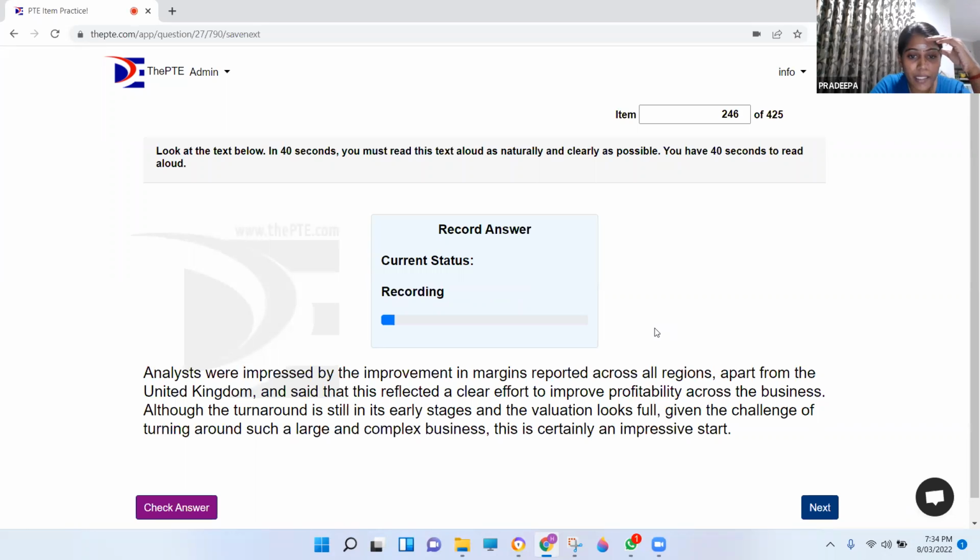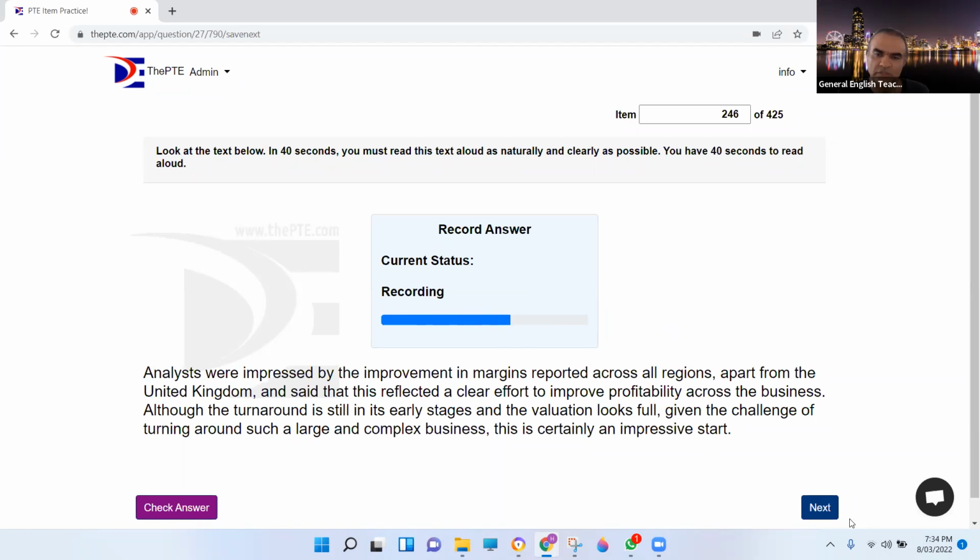Analysts were impressed by the improvement in margins reported across all regions apart from the United Kingdom and said that it reflected a clear effort to improve profitability across the business, although the turnaround is still in its early stages and the valuation looks full. Given the challenge of turning around such a large and complex business, this is certainly an impressive start.